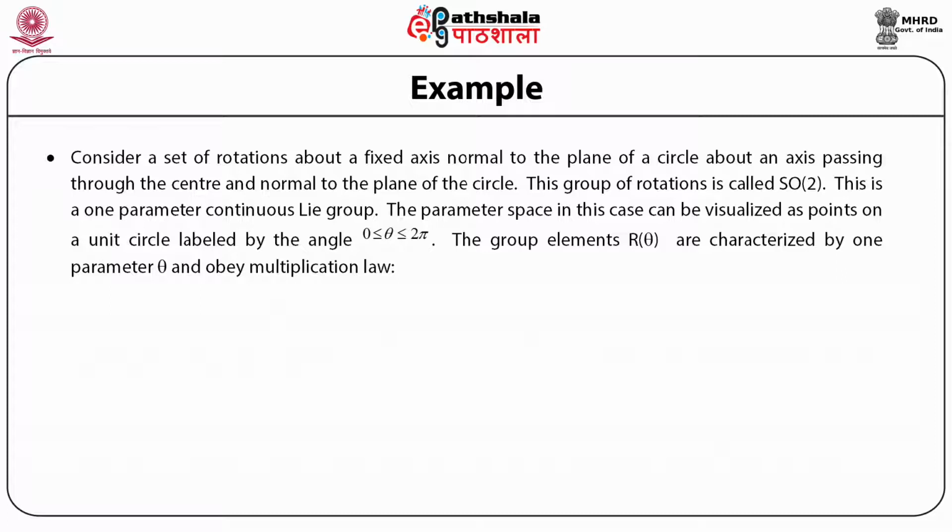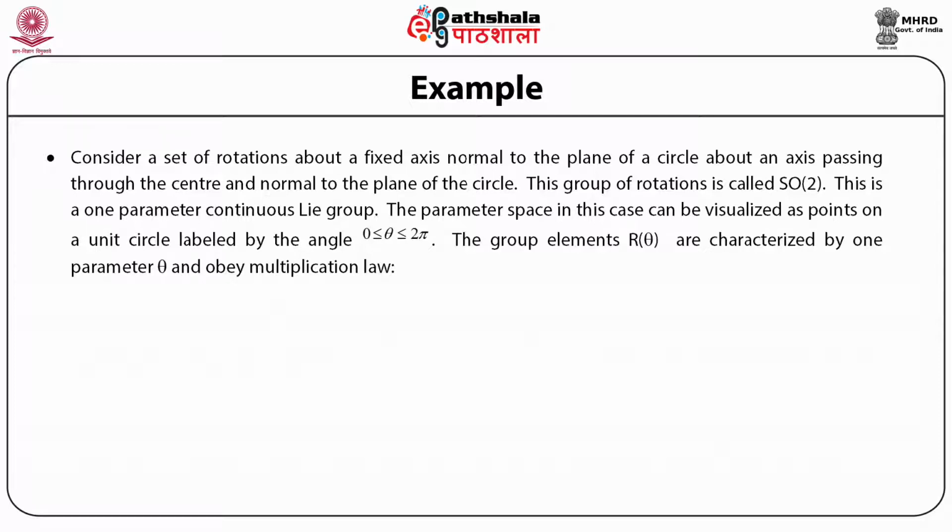Let the rotation be about an axis which is passing through the center and is normal to the plane. This group of rotation is a one-parameter continuous group, and this is indeed a one-parameter continuous Lie group. This group is designated as SO(2), that is rotations in two-dimensional space. The parameter space in this case can be visualized as points on the unit circle labeled by the angle theta, where theta lies between 0 and 2 pi.